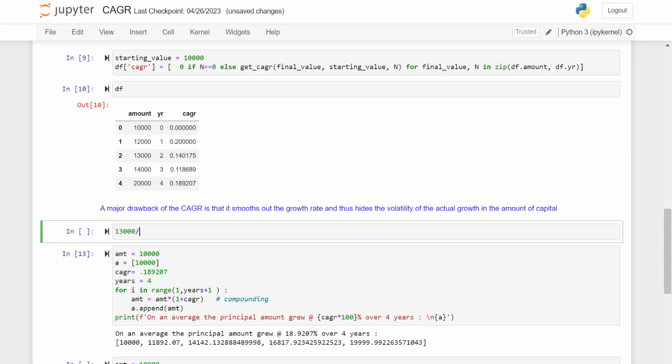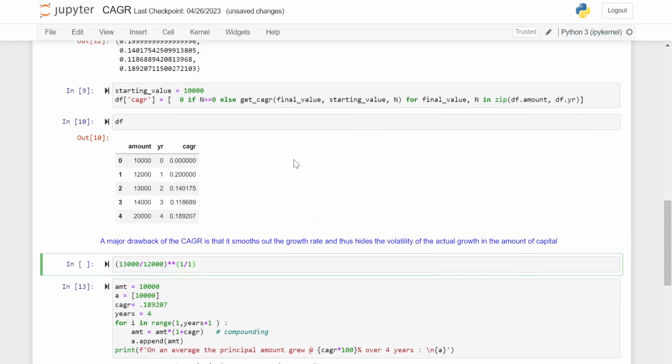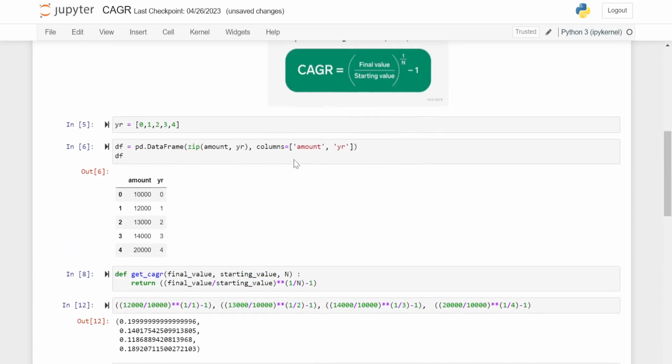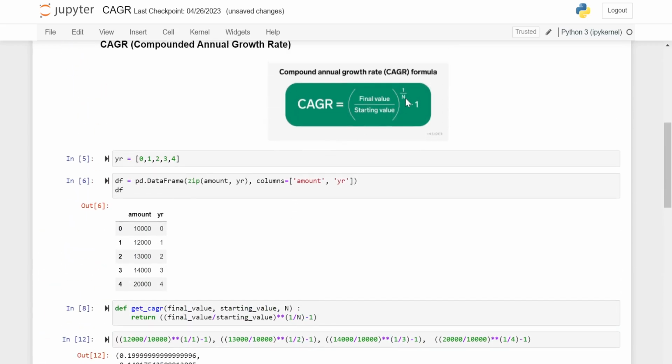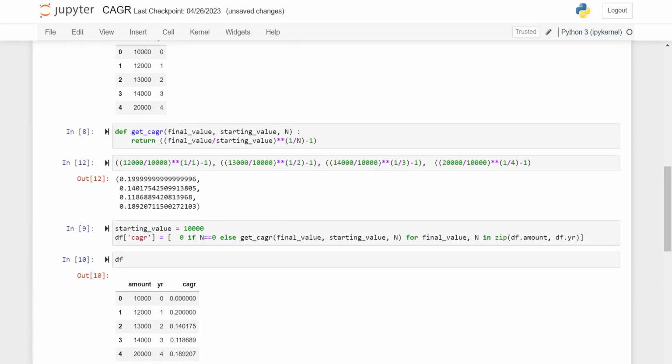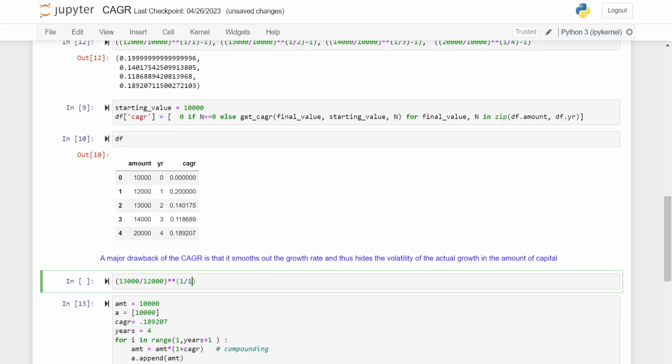13,000, 12,000, right? How will we calculate? How can you take the growth? Then we will say 1 divided by 1, because from here to here only 1 year has elapsed. So what is our formula? 1 divided by n. N denotes year. So only 1 year has elapsed. So we will write only 1 by 1 and then minus 1.